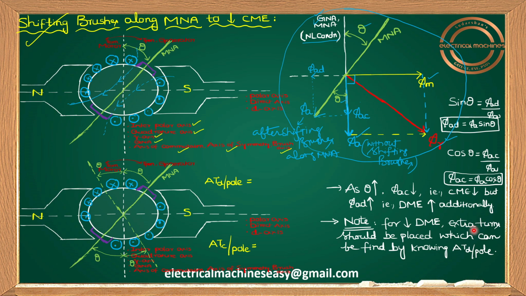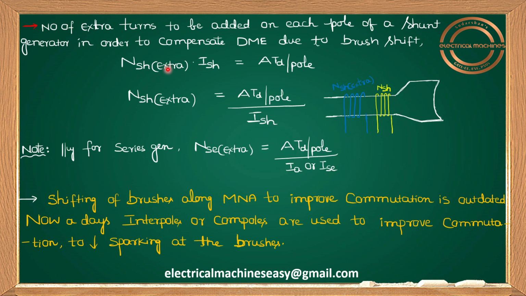Okay, because I'll give you a relation, you will have some clarity. Let us see how many extra turns you have to place: NSH extra into ISH. I take an example, shunt machine. So NSH extra into ISH equals ATD per pole. That means NSH extra is the number of extra turns to be placed on each pole. That is a very important point here, on each pole. Please try to understand this.